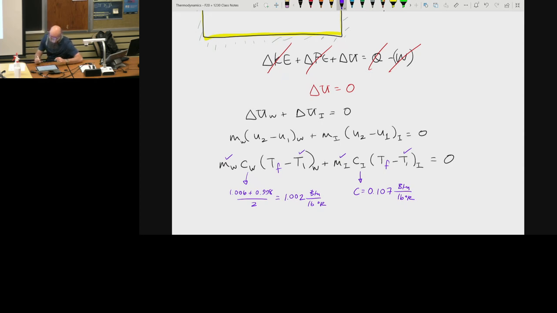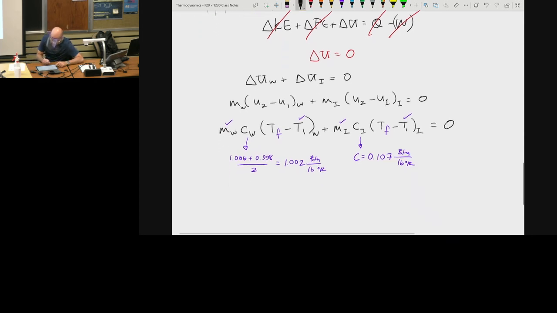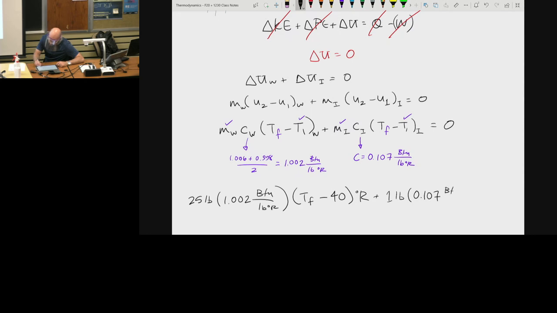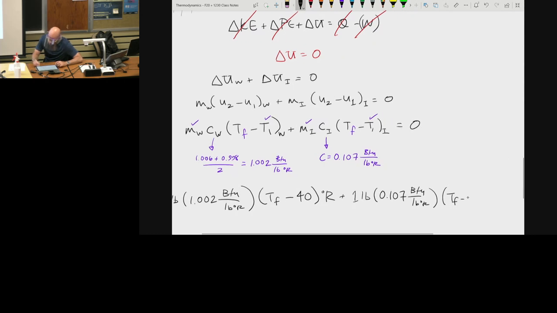It's more helpful. Okay, so if I type this in here, now I'm going to get my mass of water, 25 pounds, times 1.002 BTUs per pound per degree Rankine, times temperature final minus 40 degrees, and this temperature difference in Fahrenheit is the same as in Rankine, plus we're going to have 1 pound times 0.107 BTUs per pound per degree Rankine times the temperature final minus my initial temperature, which was 1540, which is a difference in degrees Rankine, and that equals 0.